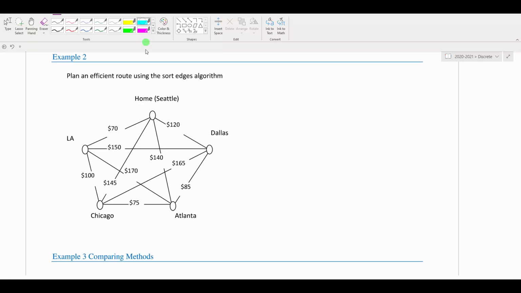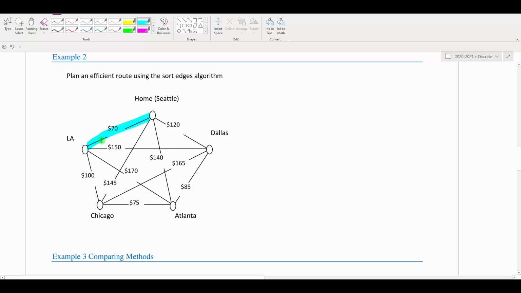Okay. I'm going to grab my highlighter again, and we're going to find the cheapest flight. Doesn't matter where it's at on the graph, we're just going to find the cheapest flight, and that looks like it's Seattle to LA. So I'm going to take that edge and I'm going to add it to my circuit. So this is now my current circuit, right? Whatever's blue is the current circuit that I have built so far.